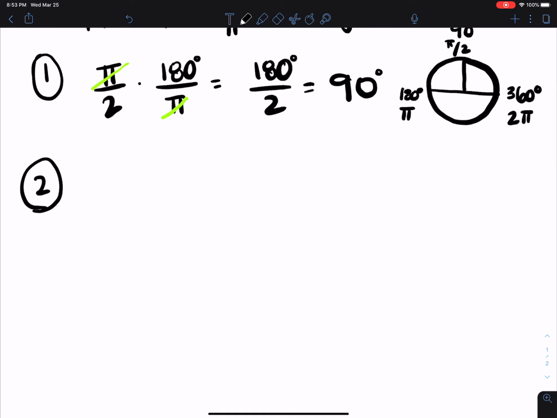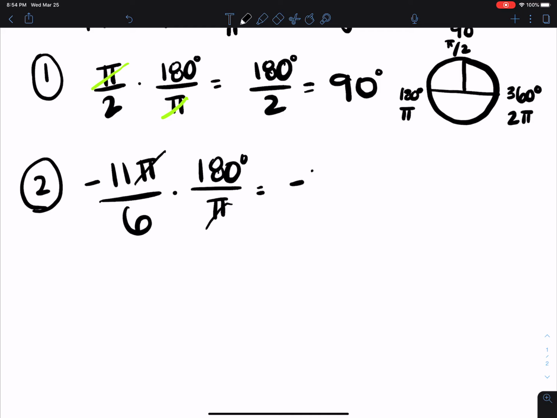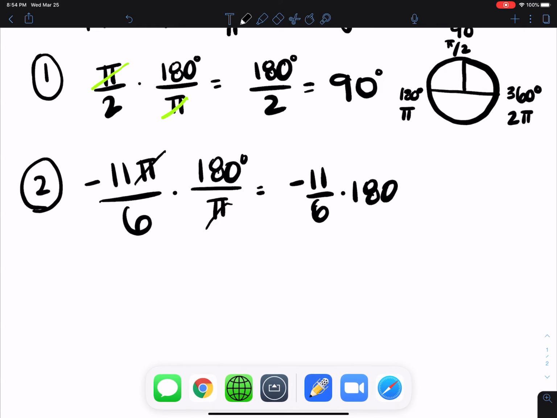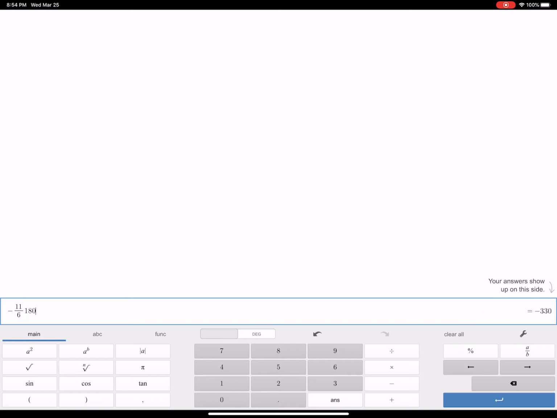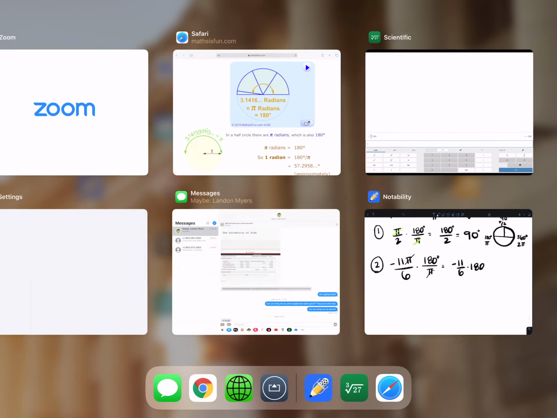The next example is negative 11 pi sixths. So this would be in radians. We do 180 divided by pi. The pi's cancel, so we're going to take negative 11 sixths times 180. I'm just going to type that in on my Desmos scientific calculator. So we have negative 11 sixths times 180. That tells us right here that it is negative 330 degrees.